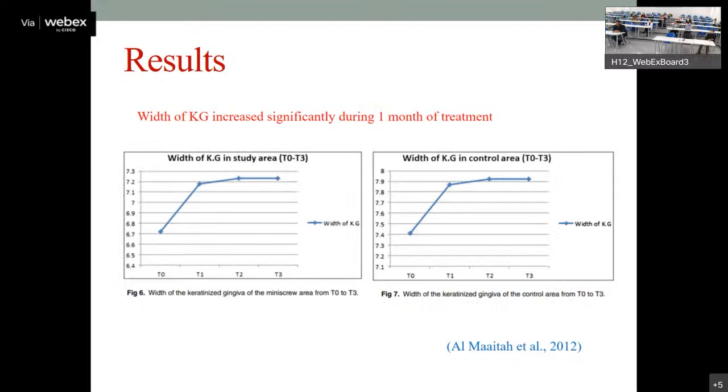The width of keratinized gingiva increased significantly during the first month, for both the study area and the control area. This is expected because gingival inflammation is associated with fixed appliance treatment. Most of our patients have enlarged gums, especially if the oral hygiene is not perfect. After that, it increased, but non-significantly, in both. Same behavior for both study and control areas. It means that microscrew insertion or loading has nothing to do with the width of keratinized gingiva.